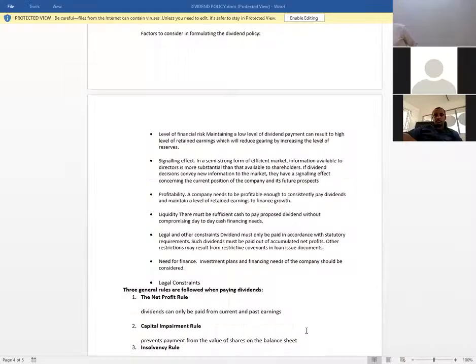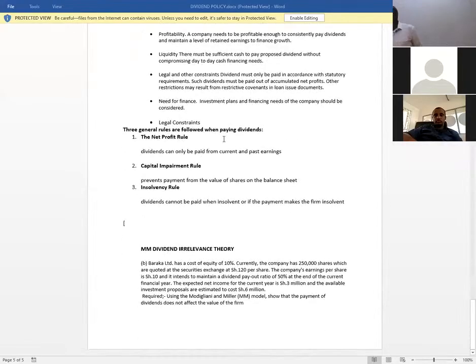This is very interesting. We are told the general rules and the legal constraints; three general rules are followed when paying dividends. Number one, the net profit rule: dividends can only be paid from current or past earnings. The capital impairment rule prevents payment from the value of shares on the balance sheet. We don't want to pay dividends in a way that our capital, our MPS, will go down.